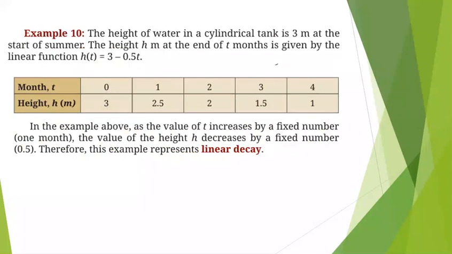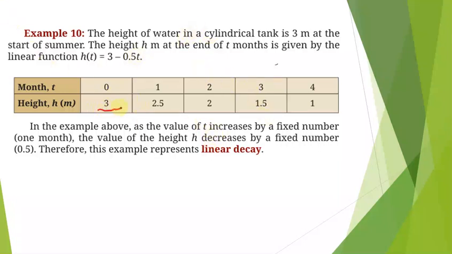So example 10 says that the height of water in a cylindrical tank is 3 meters at the start of summer. So the height h meters at the end of t months is given by the linear function h of t equal to 3 minus 0.5t. So what does it actually indicate? 0.5t means for every month t, a 0.5 meter decrease is there in the total height of the water, right?